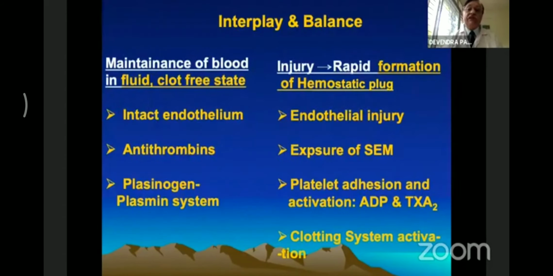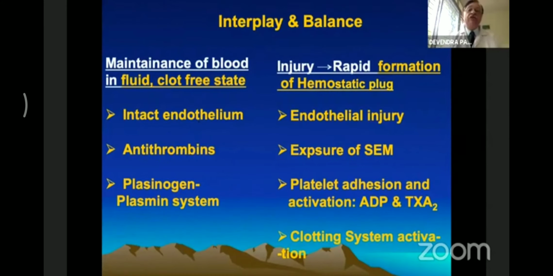So basically, he brought out two systems: one which maintains the blood in the fluid state, and the other which forms the hemostatic plug, or the clotting. The balance between these two is going to affect the outcome of that particular situation. For maintenance of the clot-free state, an intact endothelium is very much necessary.